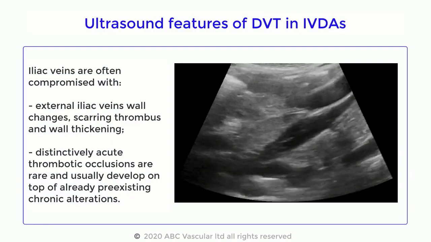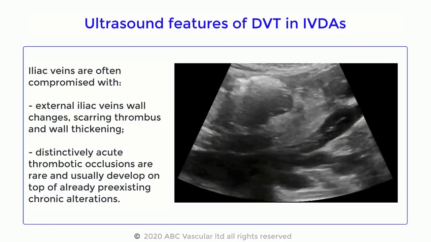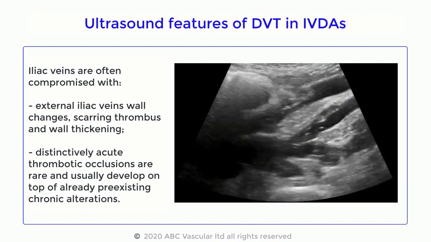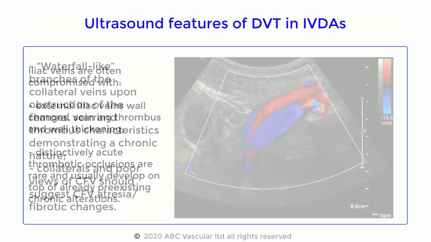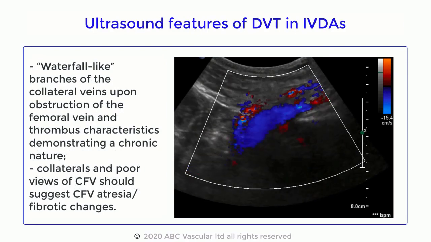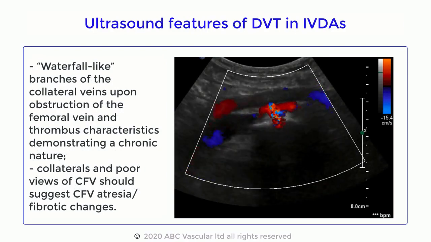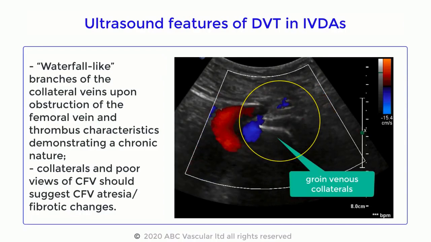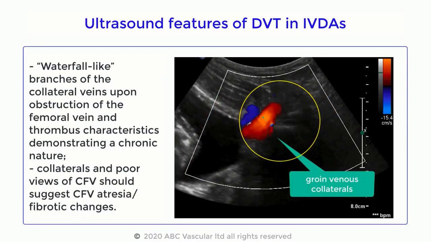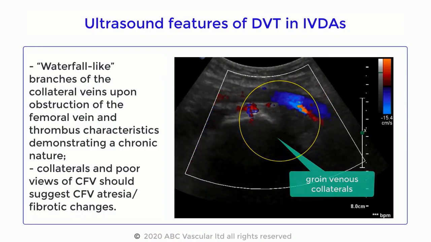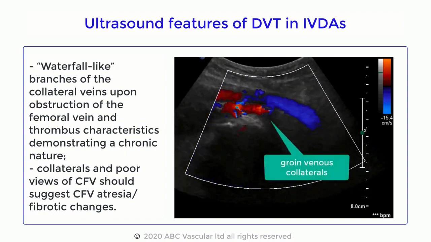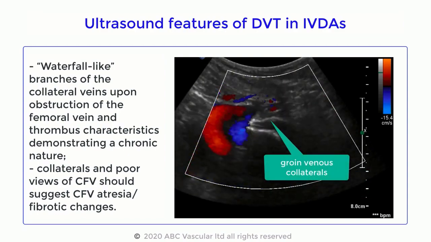Distinctively, acute thrombotic occlusions of the iliac veins are rare and usually develop on top of already pre-existing chronic alterations. The presence of long-lasting damage of the vein and therefore occlusion often leads to the development of a groin venous collateral network, which can be observed using color Doppler flow, often at the level of the common femoral vein.